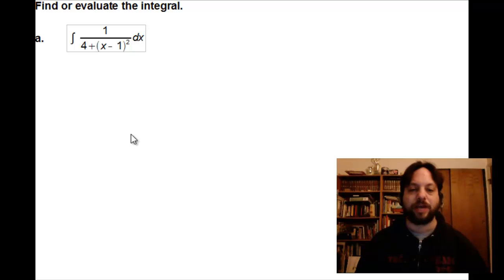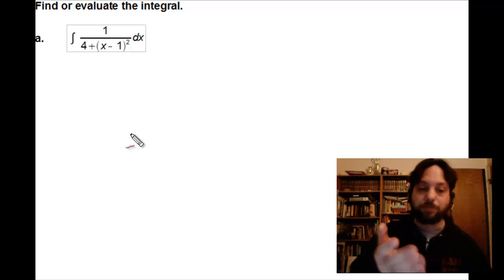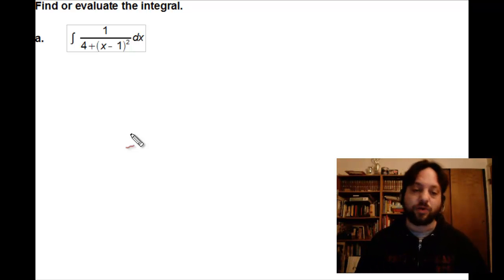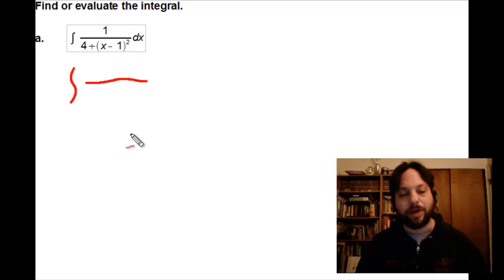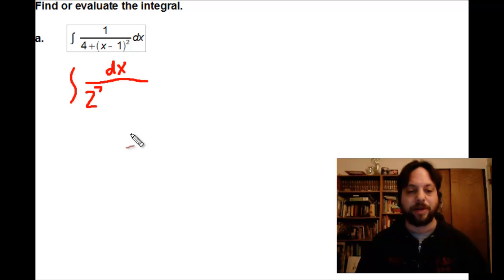So here in example A, you should be able to take a look at this integral and match it up to one of those three types of functions that we just explored in that box there. Of course, if I wanted to, I could rewrite this problem. How would I rewrite it? Well, I could take the dx and put it on top, and down below in the denominator, I could write 2 squared plus the quantity x minus 1 squared.